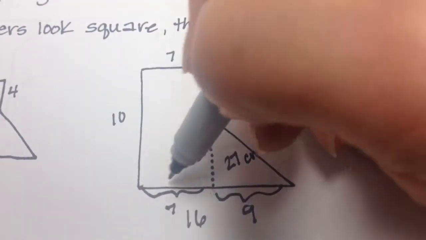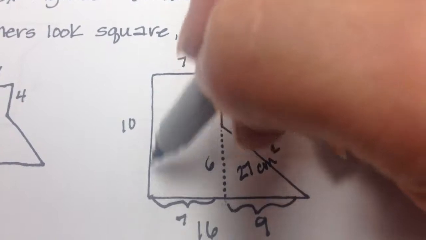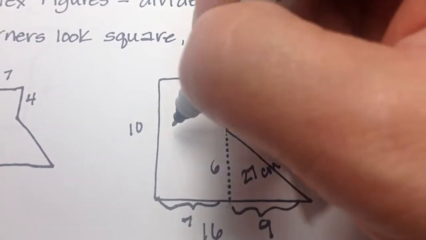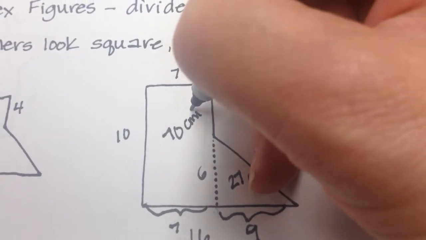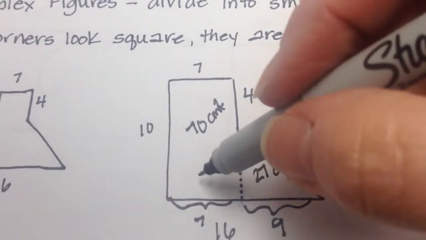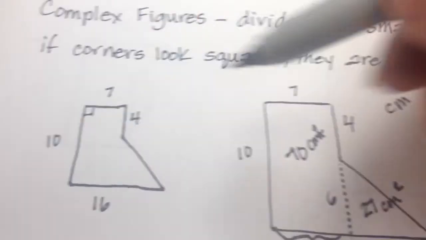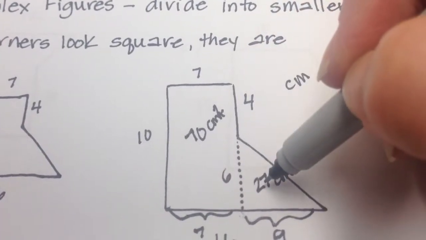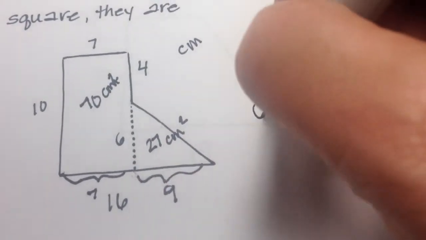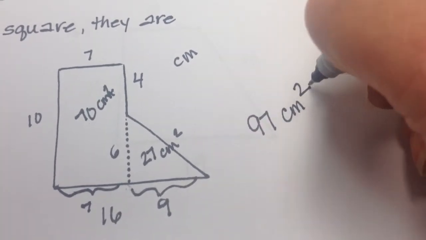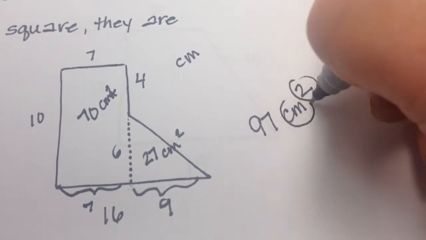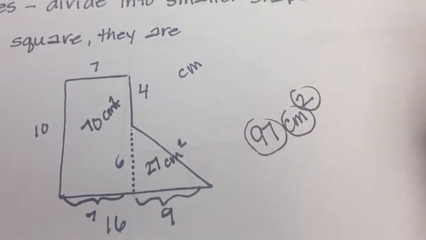Now, what's the area of this rectangle? Well, 10 times 7 would be what? 70 centimeters squared. So what is it of this whole shape now? I'm just going to add 70 and 27. I'm going to come up with 97 centimeters squared. Make sure you have every one of these labels.